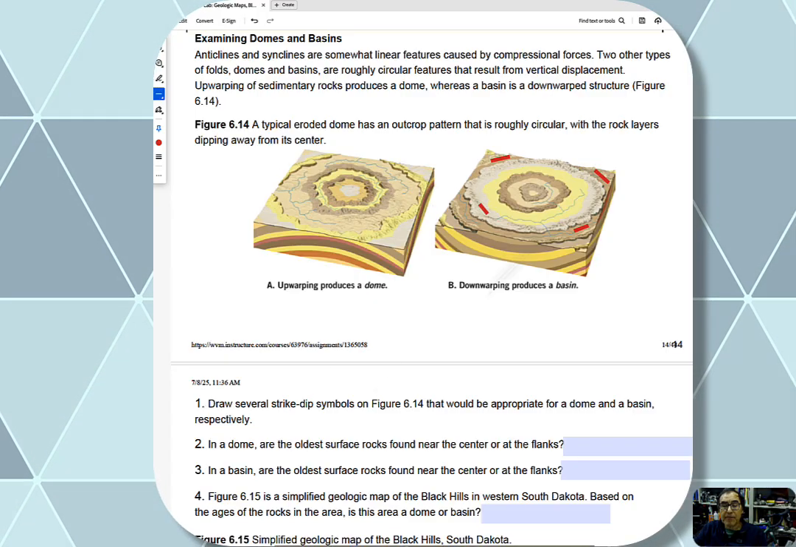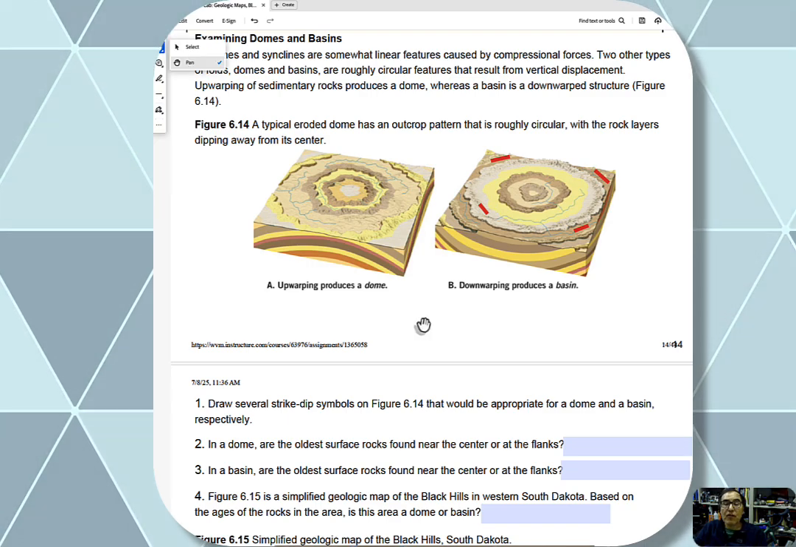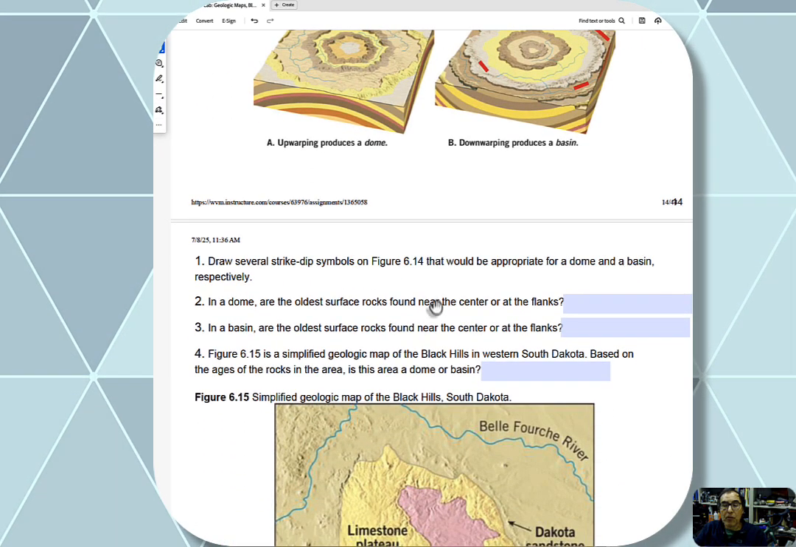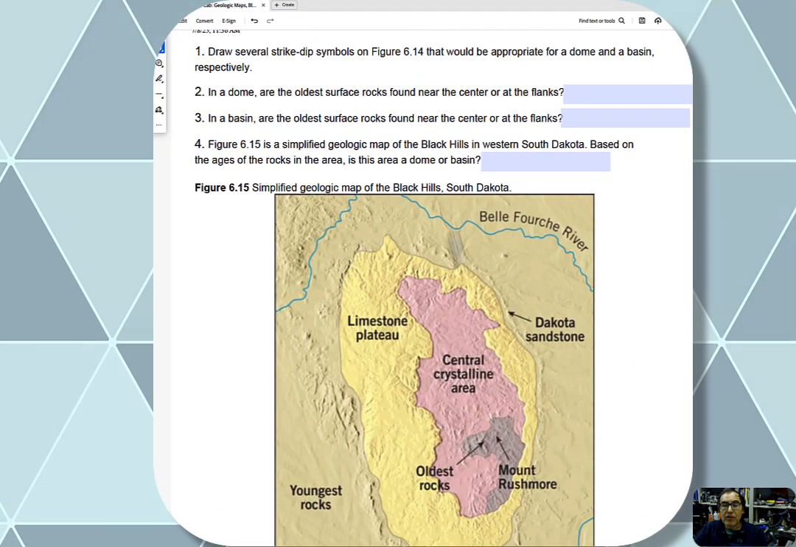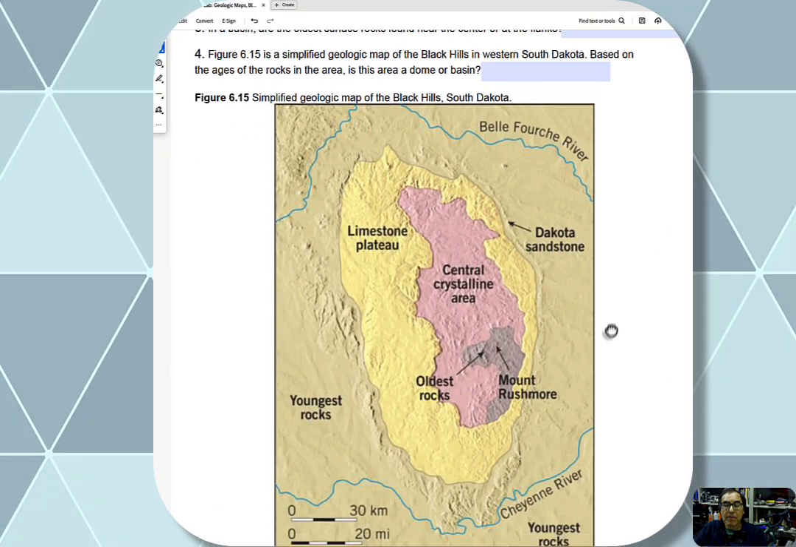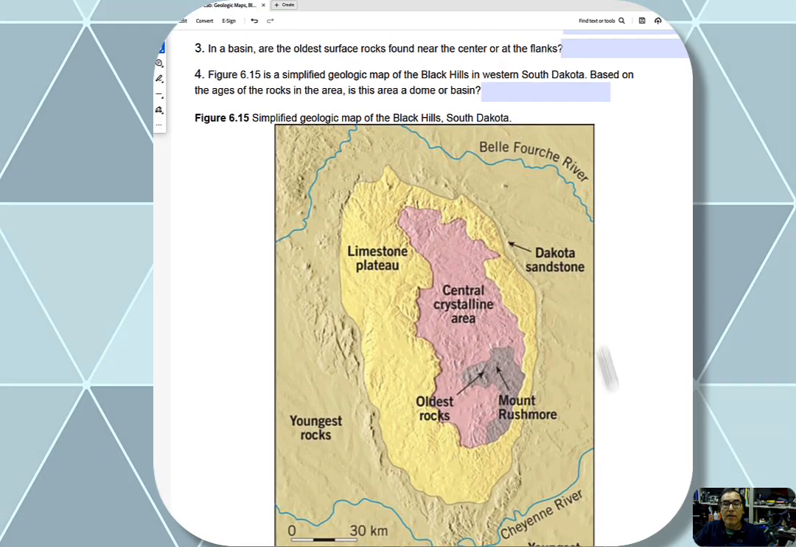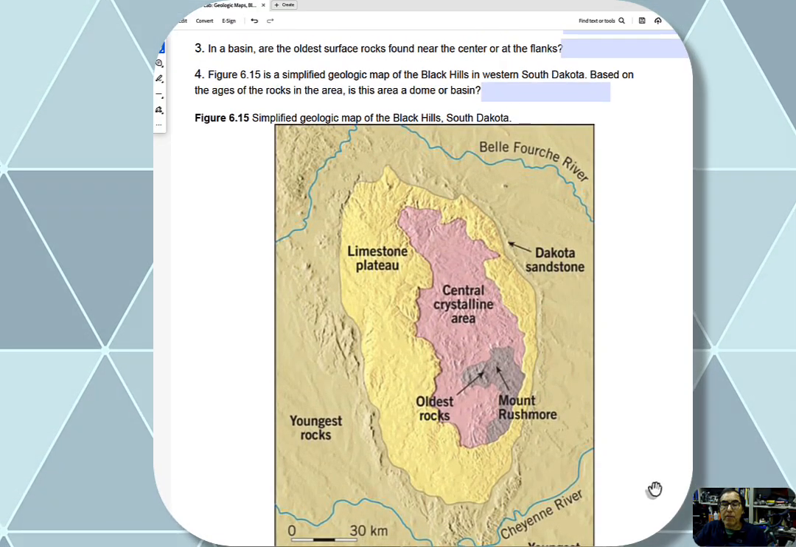Draw several strike and dip symbols to kind of get yourself oriented on that structural dome or basin. And then there's going to be a question here about the Black Hills in South Dakota, right? So you'll take a look at that and see if you can answer the questions. Really, this is question number 4 there.